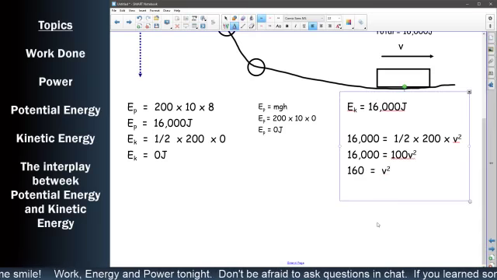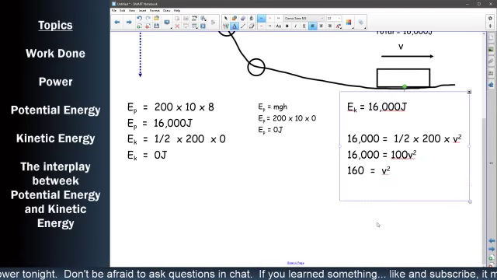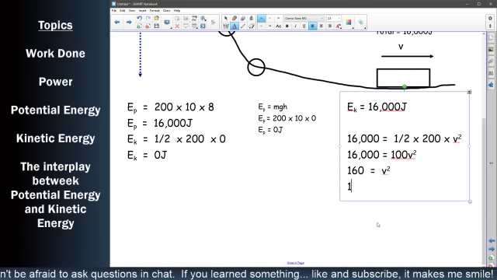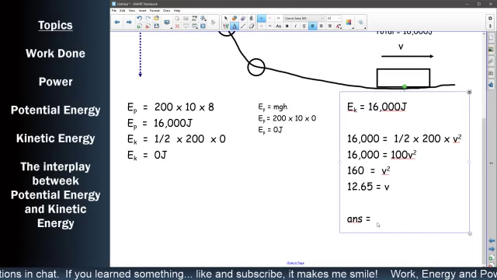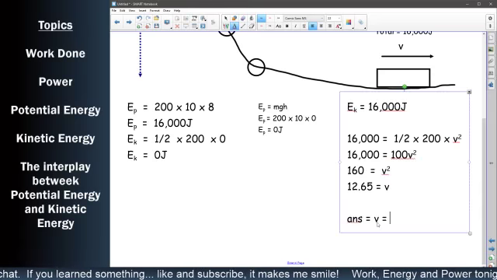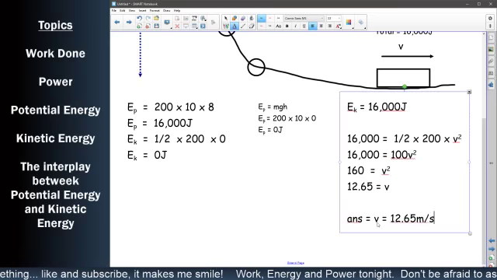And be careful here, because this is where a lot of people drop out. They put 160 down, but you haven't found v yet. You found v squared. So you need to take the square root of 160, and that gives you 12.65 is equal to v. So my final answer is v equals 12.65, and since we've used standard units all the way through, our unit for velocity is going to be the same. It's meters per second.